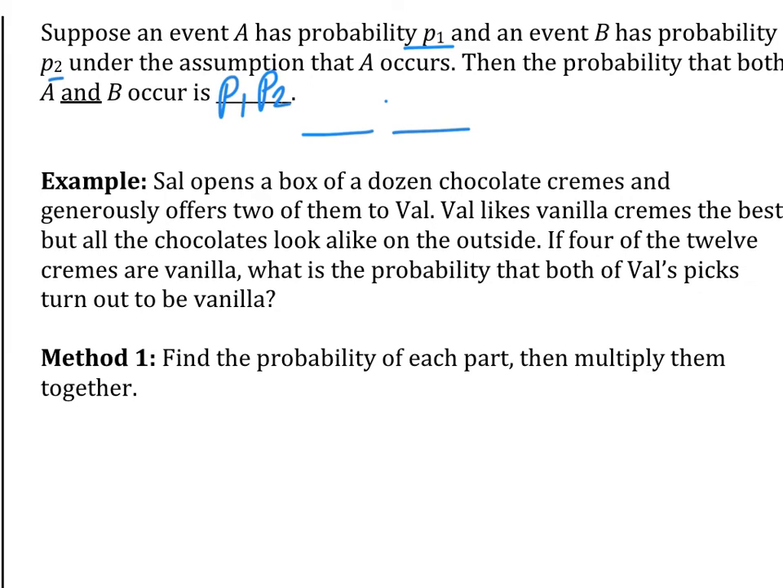Sal opens a box of a dozen chocolate creams and generously offers 2 of them to Val. Val likes vanilla cream the best, but all the chocolates look alike on the outside. If 4 out of the 12 creams are vanilla, what is the probability that both Val's picks turn out to be vanilla?